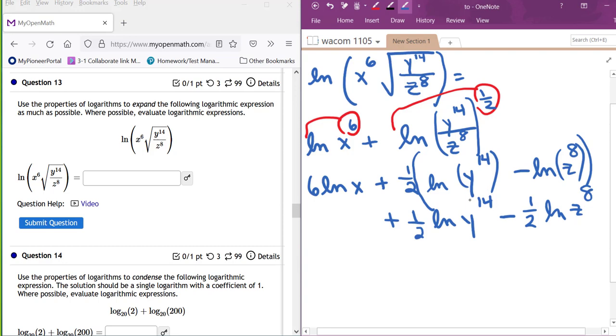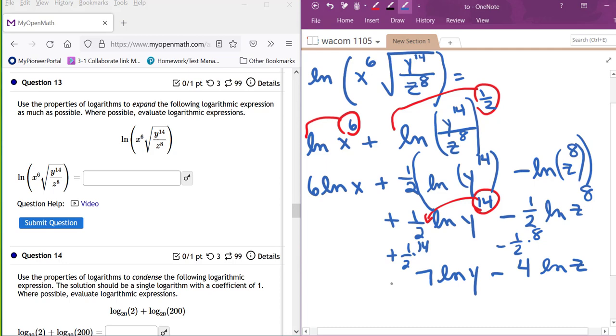Because then you're going to take these down, and so it's going to multiply that. So you're going to have a half times 14, which gives you 7. And this one will be 8 times a half, which will give you 4. And that should be our final answer.